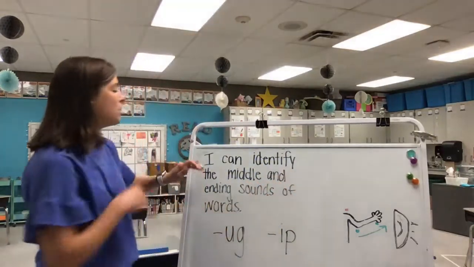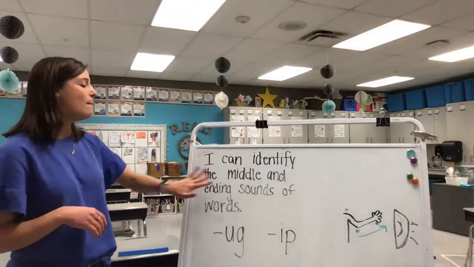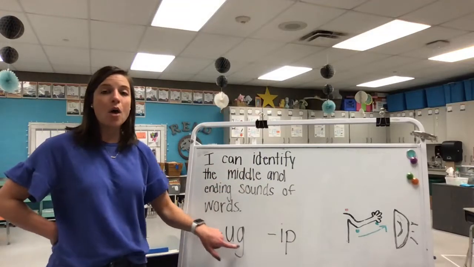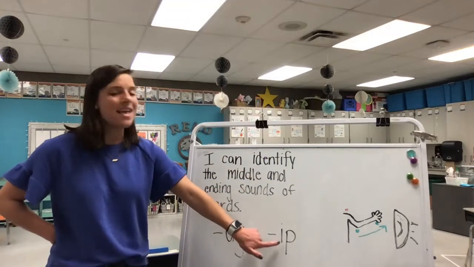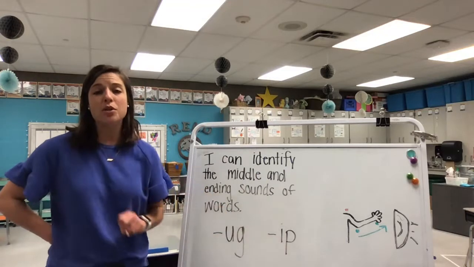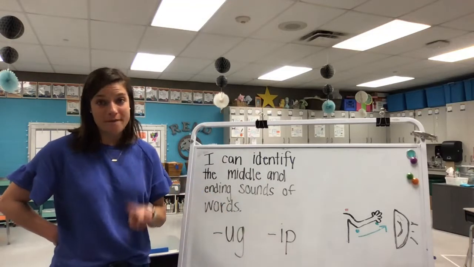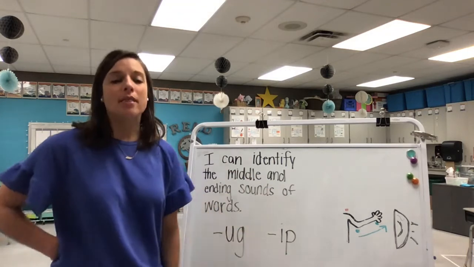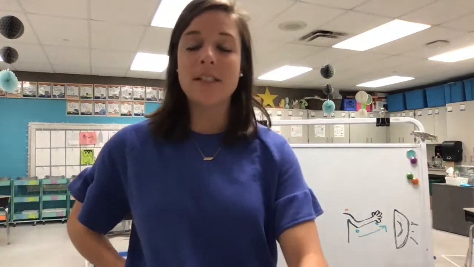We're going to work towards our learning target that says, I can identify the middle and ending sounds of words. And you're going to be doing that with ug words and ip words. So two different words with two different vowels inside of them today. So let's go ahead and go over our scissors safety again.